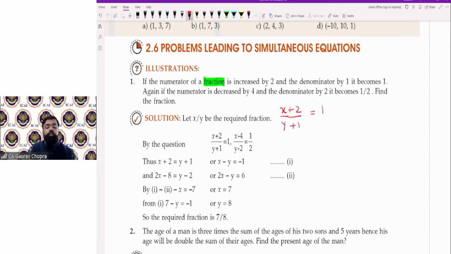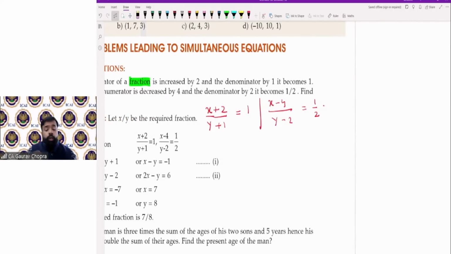Now, second one: if numerator is decreased by 4, so x minus 4, and denominator by 2, that is y minus 2, the result is half, that is 1 upon 2. Then find out the fraction. Now the fraction you have to calculate, that is find out the value of x and y first. So again, this can be done using options also.